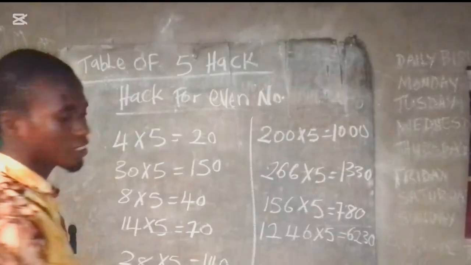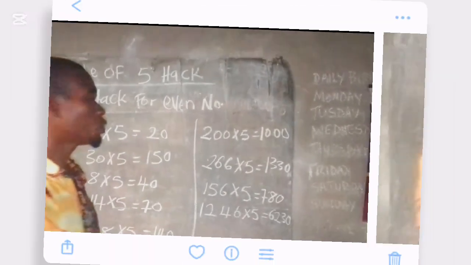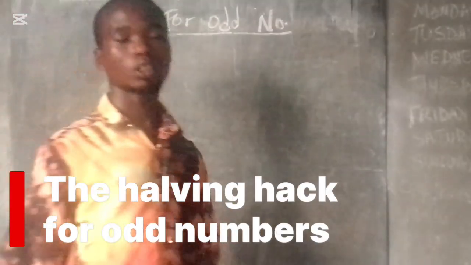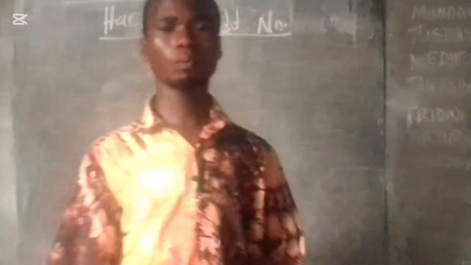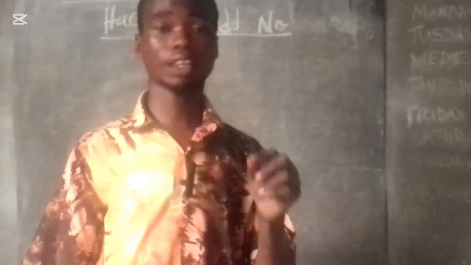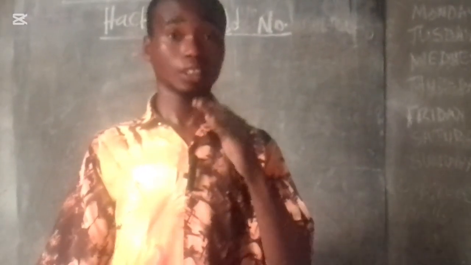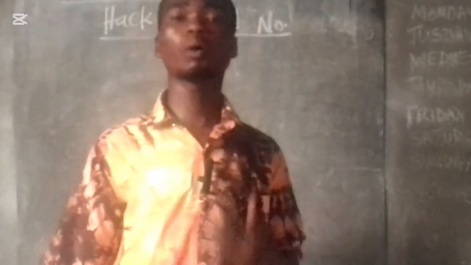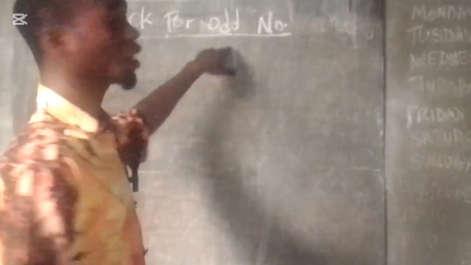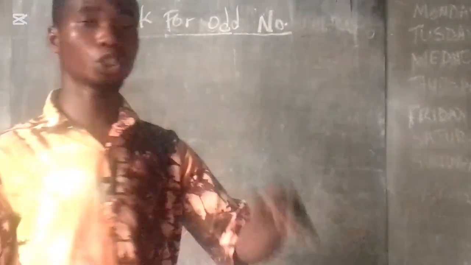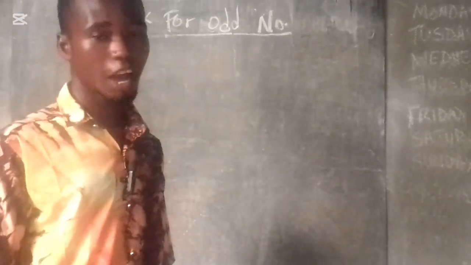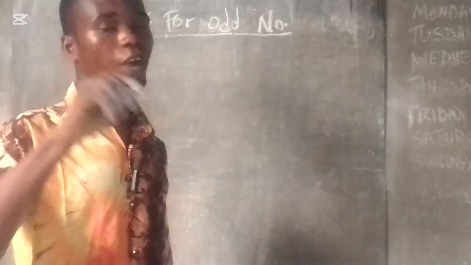Now let's check the next one. Hack number 2. The second trick is the hack for odd numbers. What are odd numbers? Odd numbers are numbers that 2 can divide with what? A remainder. If 2 divides this number, there will be a remainder. Now what is the trick for this odd number? The trick for multiplying 5 with an odd number is that you will have the odd number. After having the odd number, you add 5 to it.